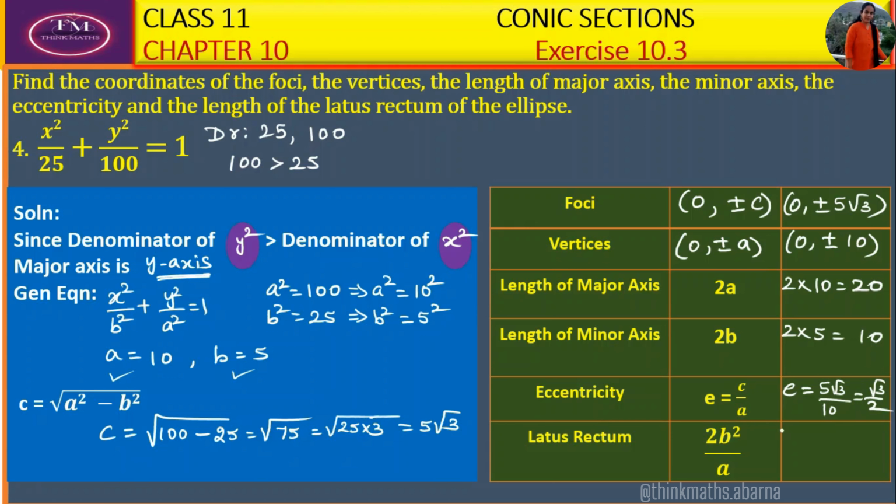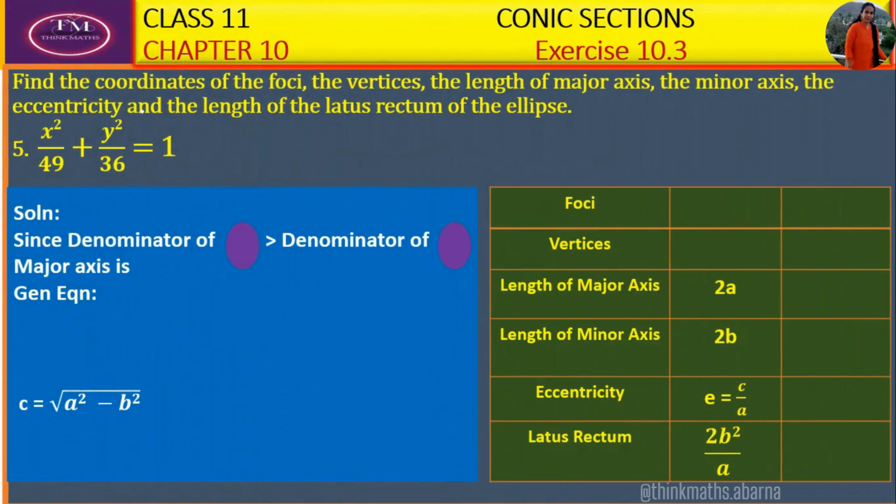Next, latus rectum is 2 into b square by a. What is b square? b square is 25. What is a? a is 10. So we will get 2 5s are 10 and 5 5s are 25. So these two get cancelled. So answer is 5. So latus rectum is 5. Very simple, isn't it?